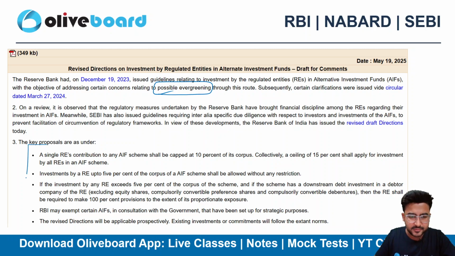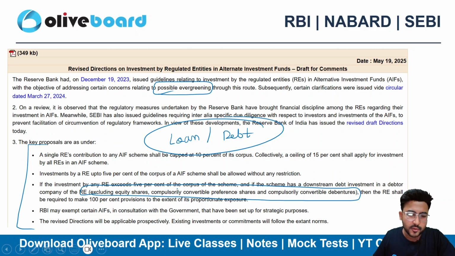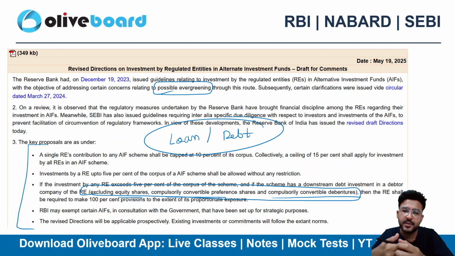So all the limits are given here. However, all the limits are specific to loan, or I can say debt, right? These are loan based limits or debt based limits. These are not equity share based limits. So we can see here, the investment in the debtor of the RE, excluding the equity shares, compulsory convertible preference shares, compulsory convertible debentures. Sir, what do you mean by compulsory convertible preference shares, compulsory convertible debentures? Let's have a discussion around that as well.